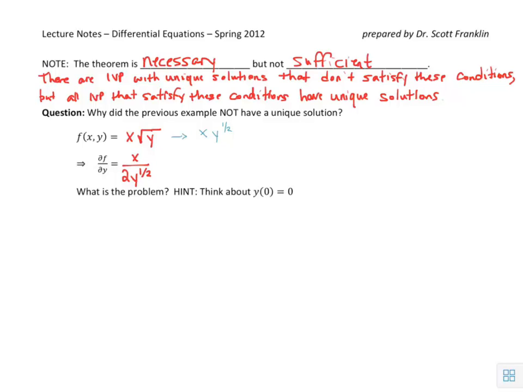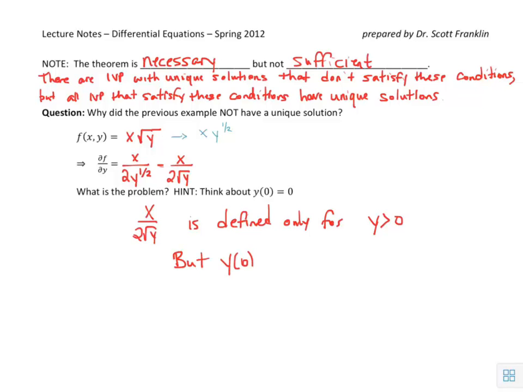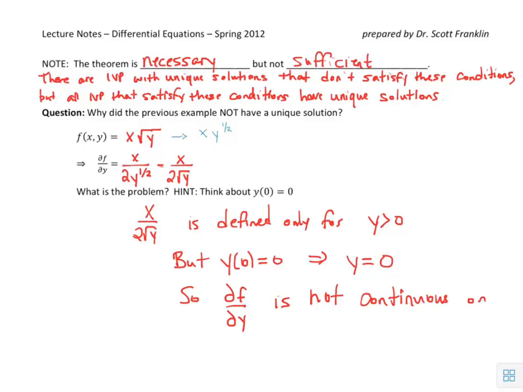Well, think about where your initial condition is. Your initial condition is x equals 0, y equals 0. For the function x over 2 square roots of y, we know that it's only defined when y is strictly positive. It can't be defined for y equals 0, and the initial condition says y has to be 0. So that partial of f with respect to y is not continuous on any rectangle that contains (0, 0), which means we're not guaranteed a unique solution in this case.